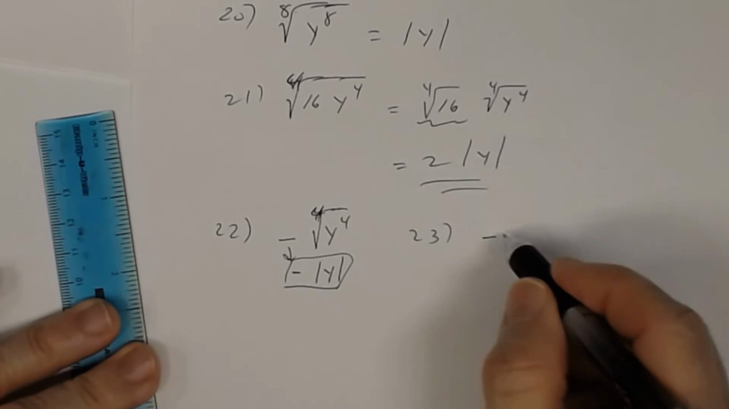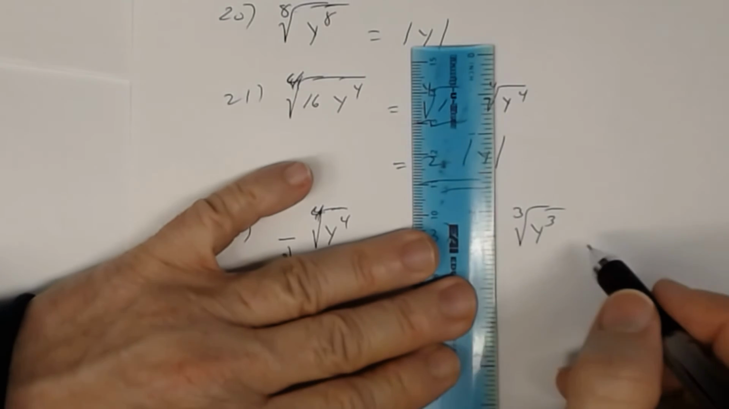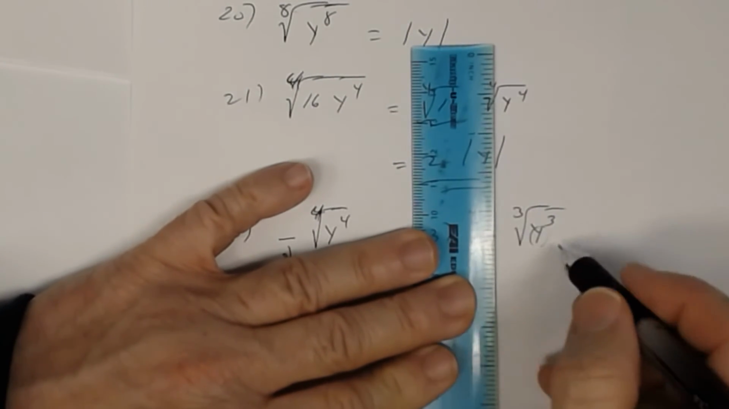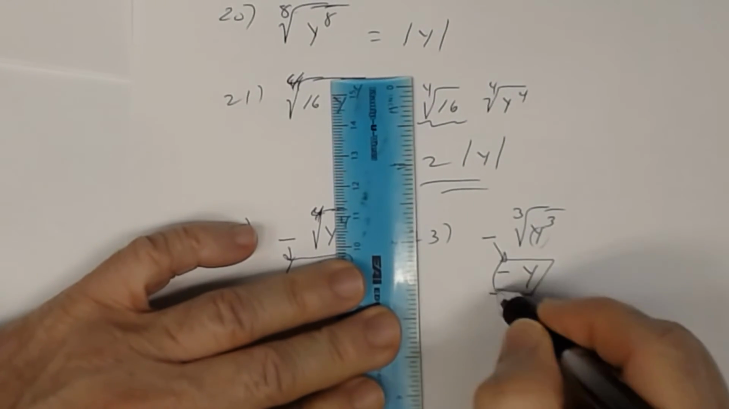23, what if you had negative cube root of y cubed? Well, cover up the negative for right now. You know that since that's odd, it's just y. And then just put the negative out in front. Okay?